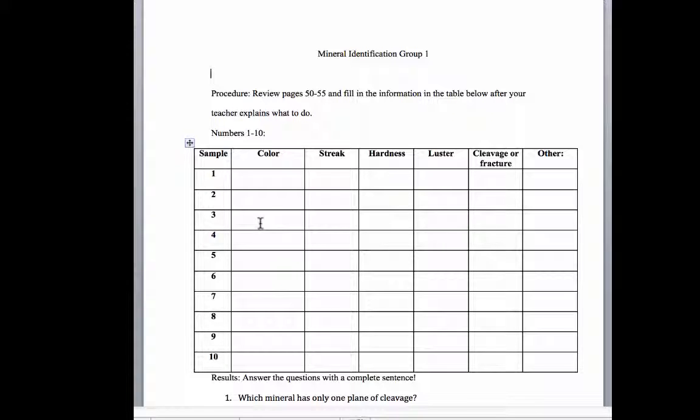After our title, we are going to put a problem, all caps, underlined. The problem or question we are going to answer today is to identify minerals based on their physical properties.